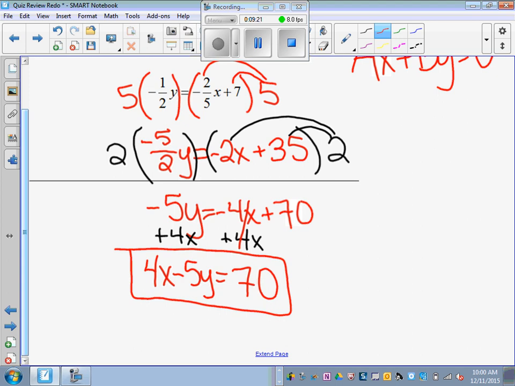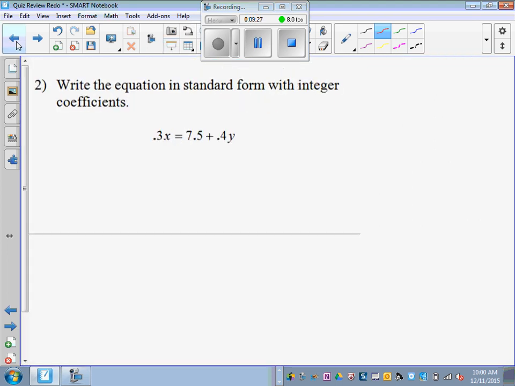Okay, now let's take a look at it, or any questions on this one? Alright, let's take a look at a decimal. I love Miss Charlotte's method for doing this one. I think it's the best, quickest, easiest method here. We have 0.3x equals 7.5 plus 0.4y. So go ahead and copy this down. I'll zoom in for you.